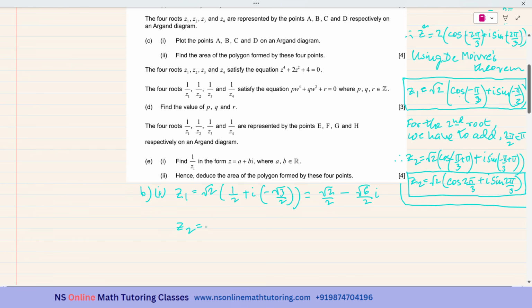Okay. And Z2 is equal to root 2 again, and cos 2 pi over 3, this is an angle from the second quadrant where cos is negative, so this will be equal to negative half. And sine 2 pi over 3, again this is an angle from the second quadrant where sine is positive, so it will be plus i root 3 over 2. So this is equal to negative root 2 over 2 plus root 6 over 2 i. Okay, this will be minus, yes. So these two are the two answers given in Cartesian form.